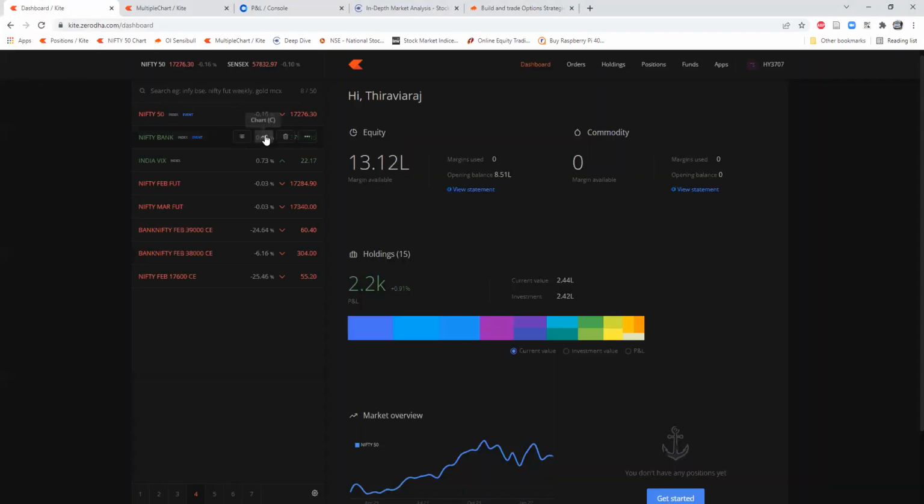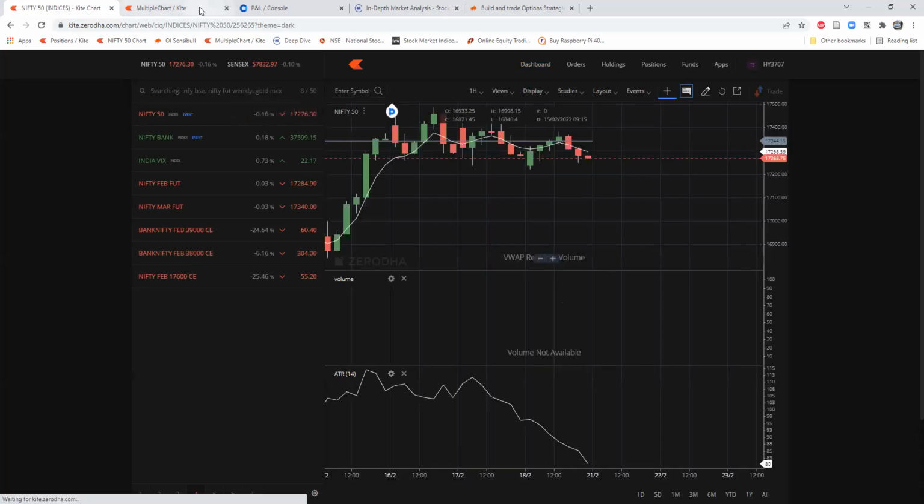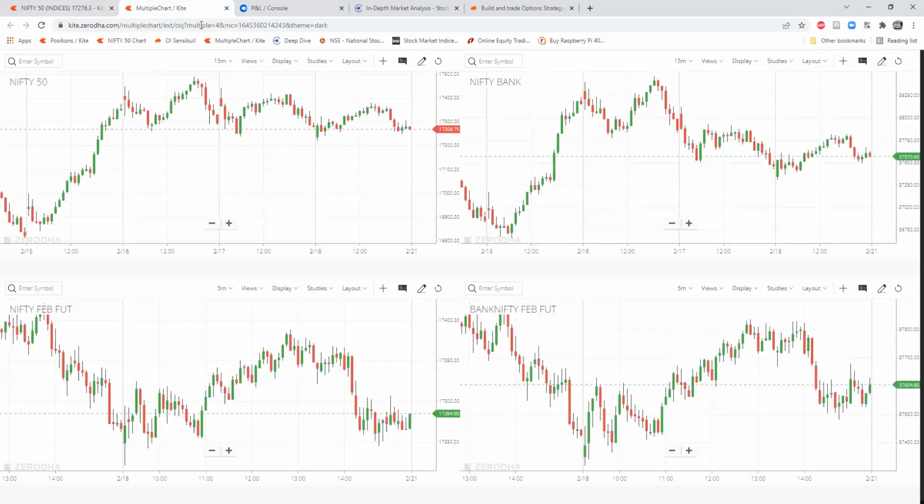So this is my Zerodha account. This is what I use. Thiraviraj is my last name, my father's name, so you would see that frequently. To observe the market movements during the day, I use the charts of Nifty 50, Nifty Bank February futures, and Bank Nifty futures.